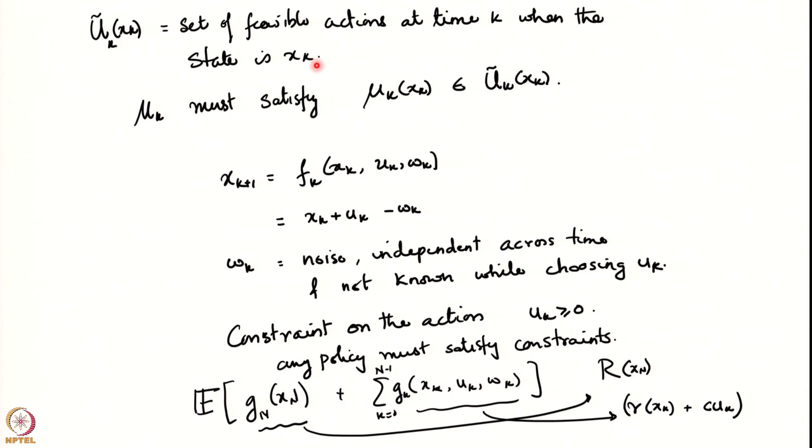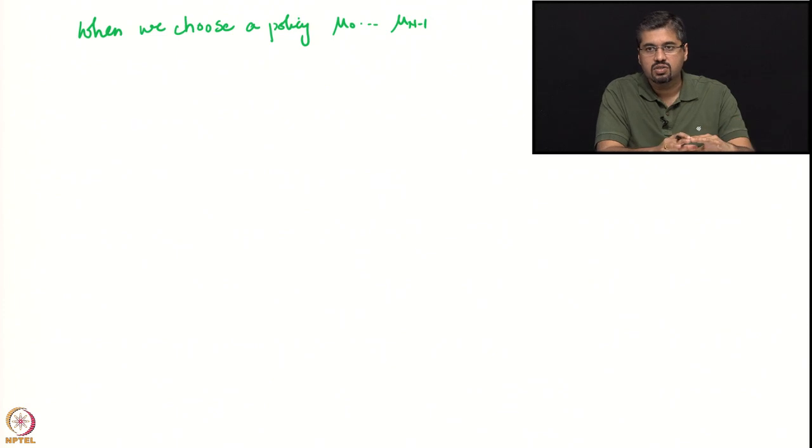Now, the way the system evolves is as follows. When we choose a policy mu 0 to mu n minus 1, what happens? This policy is chosen even before any uncertainty gets realized, even before the first piece of noise, w 0, gets realized. So this policy is chosen at that stage.